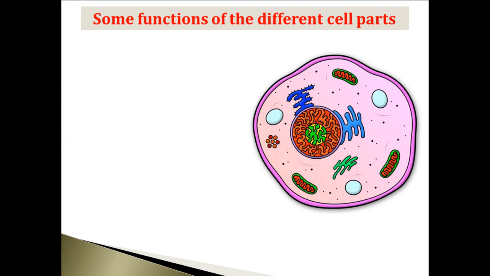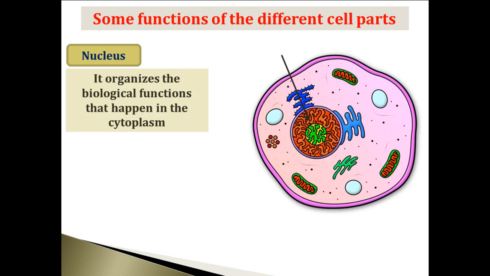The last component that we have to know is the cell nucleus, which is considered as the cell brain, where it's the most important part inside the cell, which organizes the biological processes that happen in the cytoplasm. Also, the nucleus is directly responsible for increasing the number of cells in the body to help in growing through a process known as the cell division.